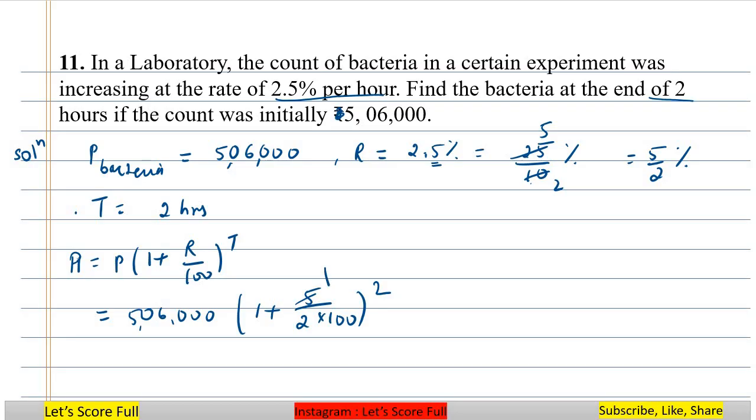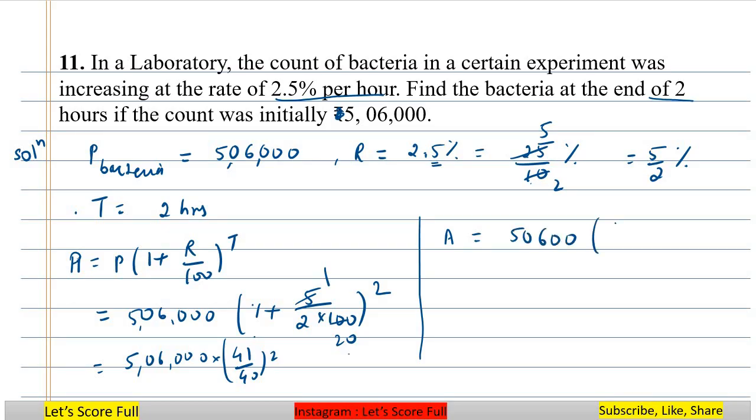You can do the cutting here, 5 1s are 5, 2s are 1/40. Take LCM. So 40/40 and 1, 41/40 and its square. Solve that. It is 50600, 41/40 and twice. You can do the cutting.